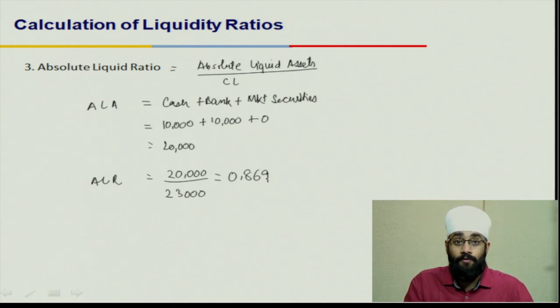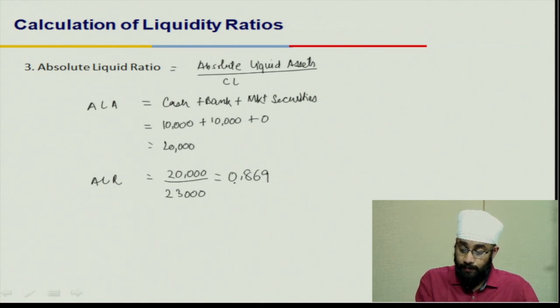Now we know the thumb rule for absolute liquid ratio is 0.5. Your absolute liquid assets should be at least half of the current liabilities. In this case, we are exceeding the thumb rule, and hence we can conclude that the business is doing fine in the short run. However, again, this ratio can vary from industry to industry. In this case, we do not have the information on industry, but when you are analyzing these ratios for an industry, make sure to use the industry standard ratios as the thumb rule for different types of analysis.